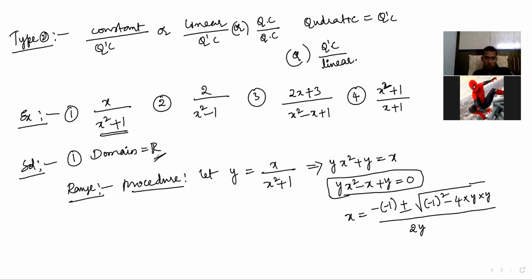Because we know x is a real number, now this has to be a real number. Now what is x value here? x is 1 plus or minus under root of 1 minus 4y square, by 2y.